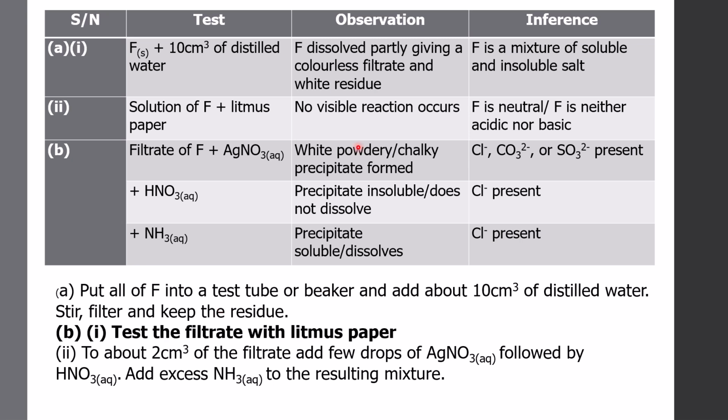The next question, BI, test the filtrate with litmus paper. If we test the filtrate with litmus paper, no visible reaction occurred. That's our observation. So we conclude that F is neutral, or F is neither acidic nor basic.